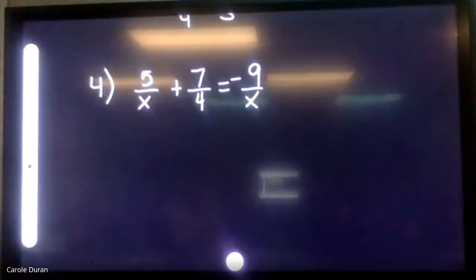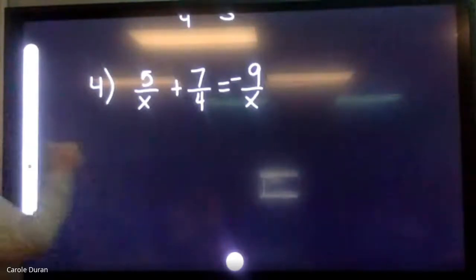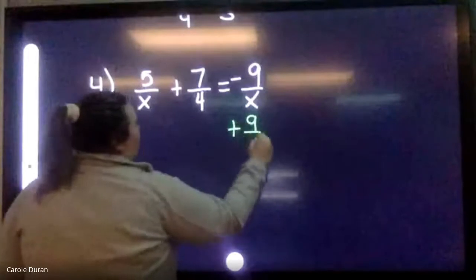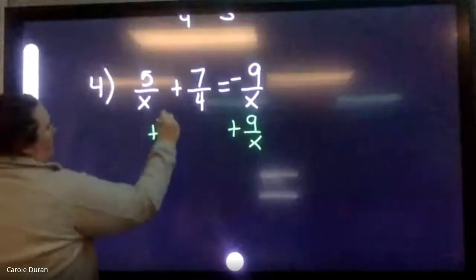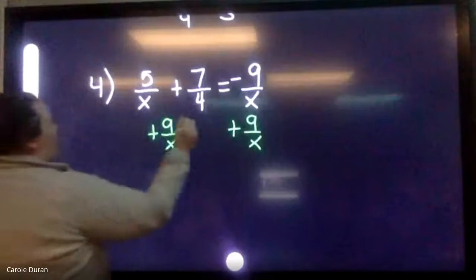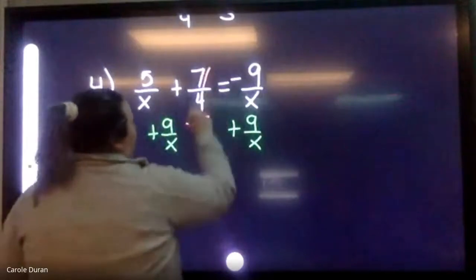Okay. So again, I can't just jump straight to cross multiplying because I have two fractions on the left. But I notice something between two fractions that exist in this problem. What do I notice? I have two that have the same denominator. What's the issue? They're on opposite sides, but I can move stuff around, right? I could add this 9 over x over here. And then subtract the 7 over 4 to the other side.